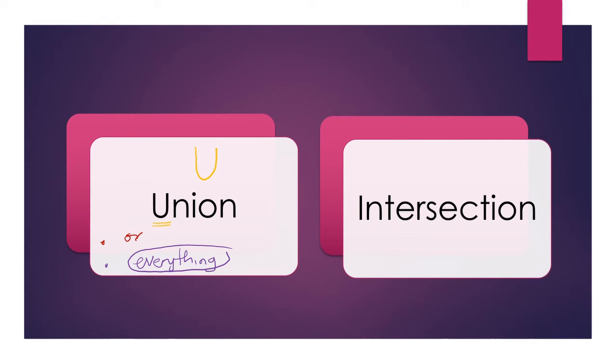For intersection, this is the symbol. And in maths, intersection means and. And the idea of intersection is where they meet. We will look at a few examples after this to further understand the concept of union and intersection in number lines.